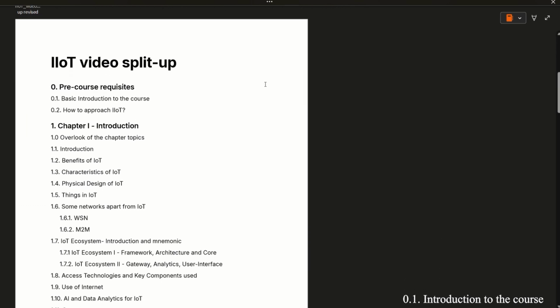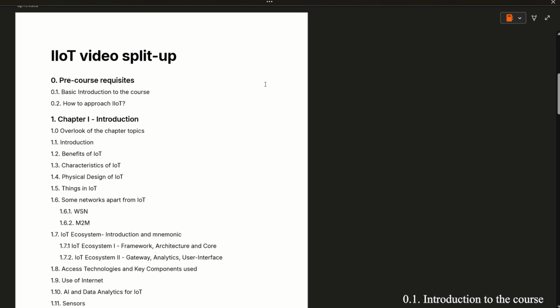We first start with playlist 0, which is the pre-course requisites, which includes this particular video you're watching right now. That is 0.1, a basic introduction to the course, just a basic idea of how things work. And then the second one is how to approach IoT, both from an exam point of view as well as in a general sense.